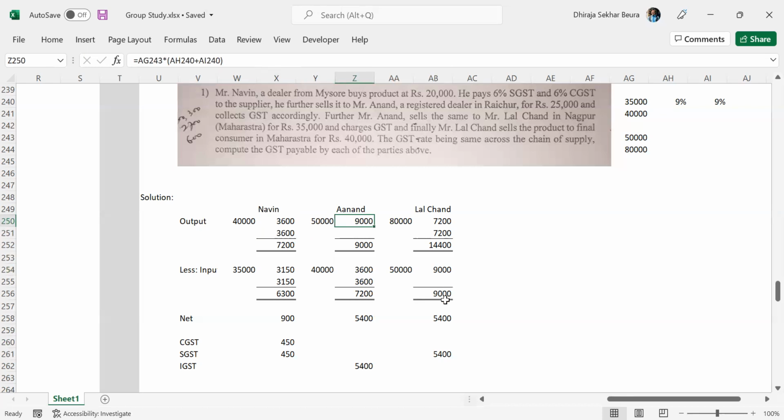Okay, no problem. Others? Go ahead. Sorry. So there we are not considering the whole of 900, right? From 9,000, we are subtracting only 450.